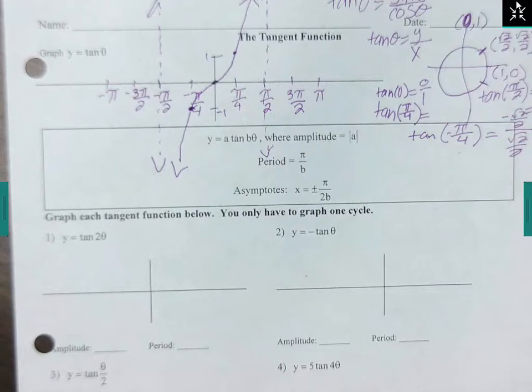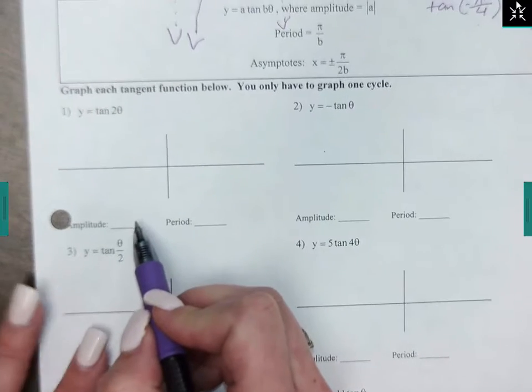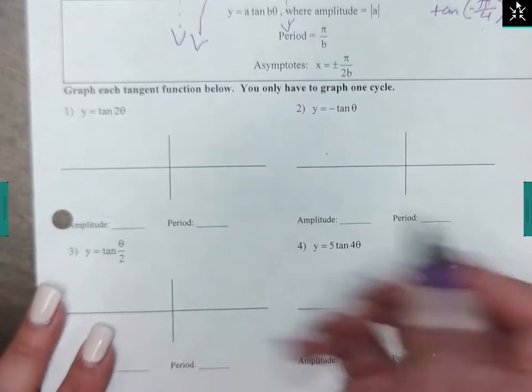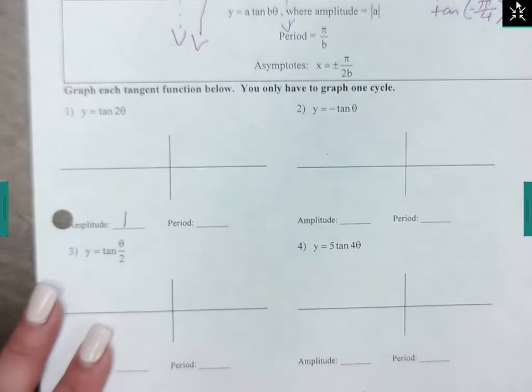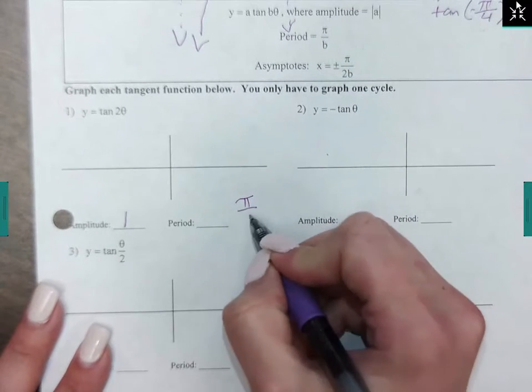So the amplitude is just the absolute value of a again, which is the same. The only thing different about the tangent graph is the period. Remember for sine and cosine, the period is 2 pi over b, but for tangent, it's just pi over b. Okay? So on number 1, the amplitude is just what? 1. And the period, instead of it being 2 pi over b, is just pi over b, so that would be pi over 2.